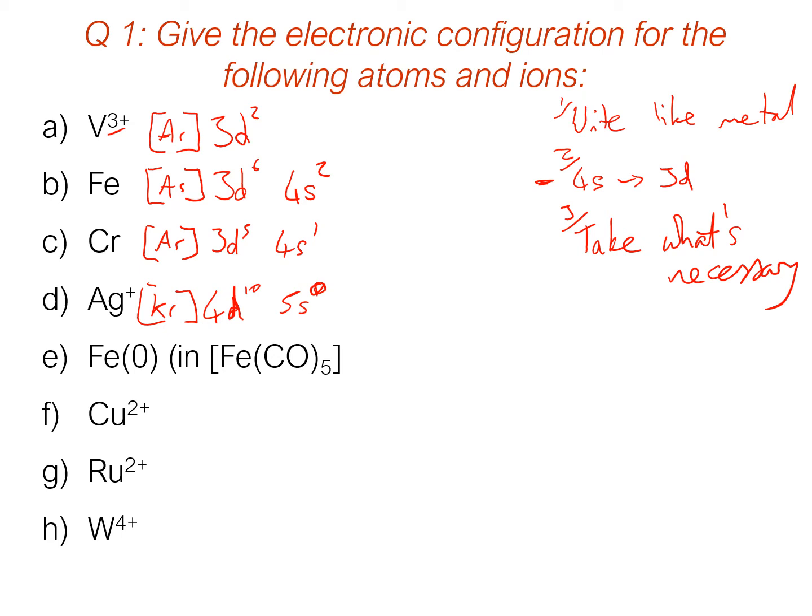So this time it's still got the argon inner electron configuration, but all of the electrons are in the d orbitals, so it's just 3d8, and there's nothing in the 4s orbital this time.